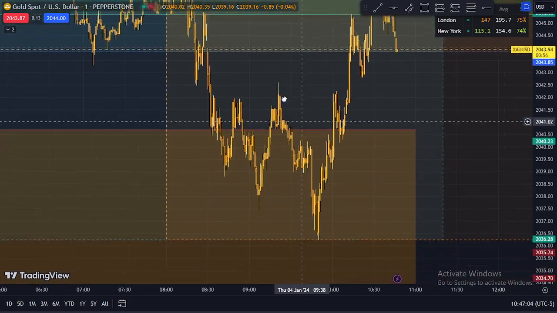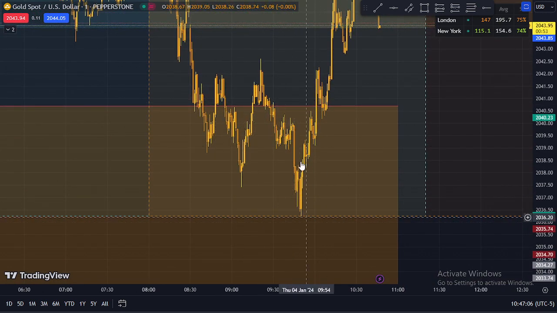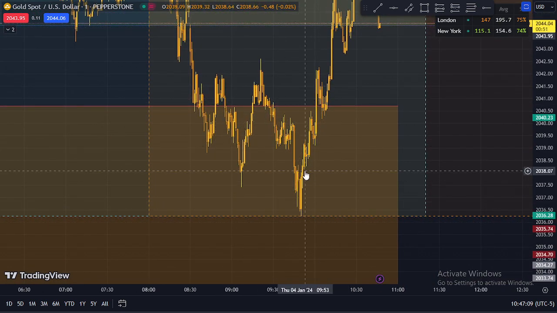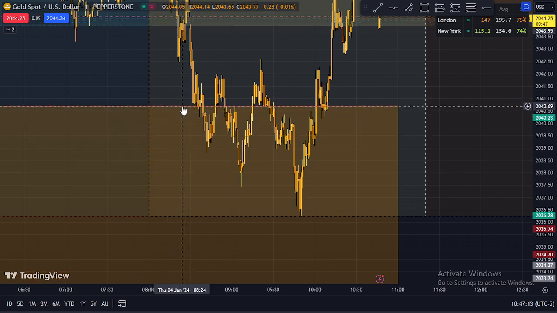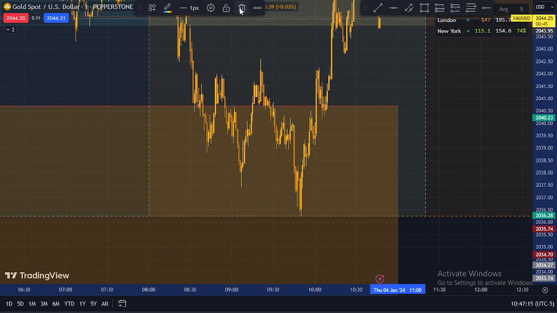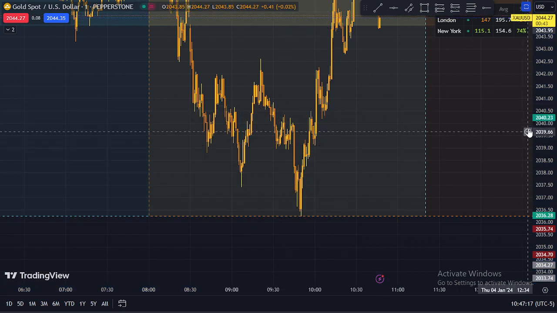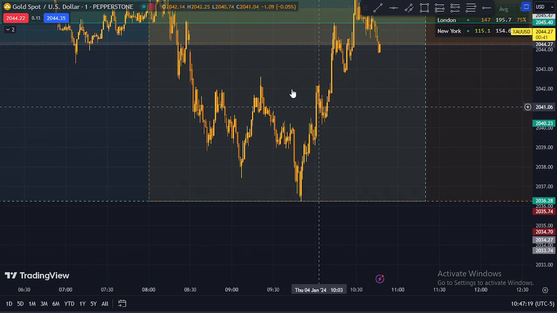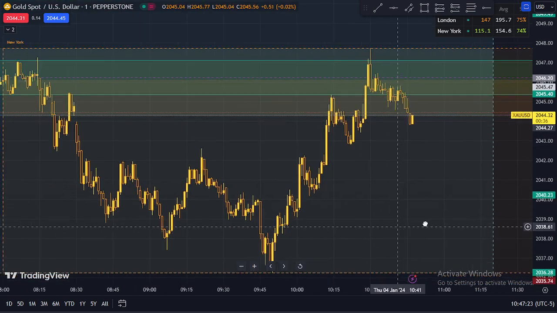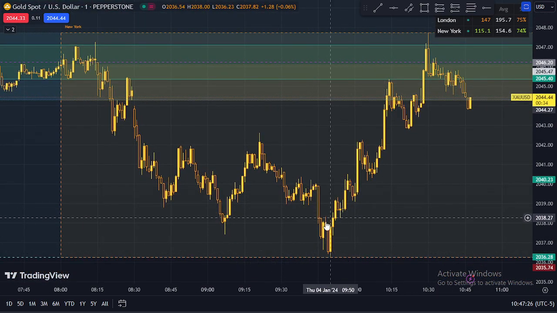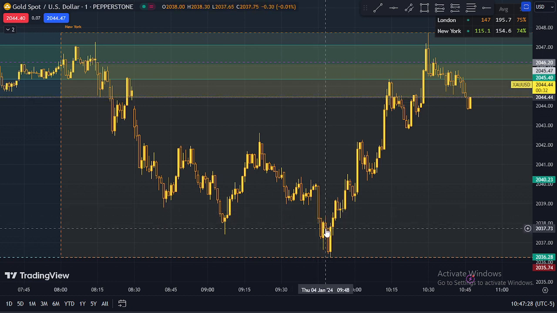So even this trade, we are in a discount. We traded inside the order block. Let me delete this. We traded inside the order block right there. Here we had a shift in market structure. As you can see, these are swing highs.